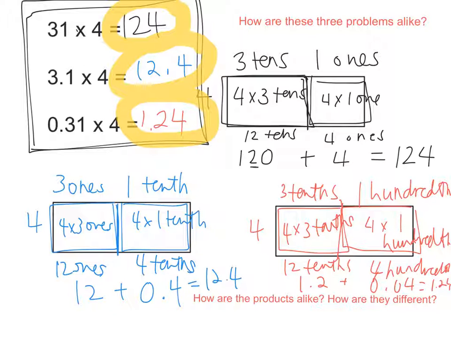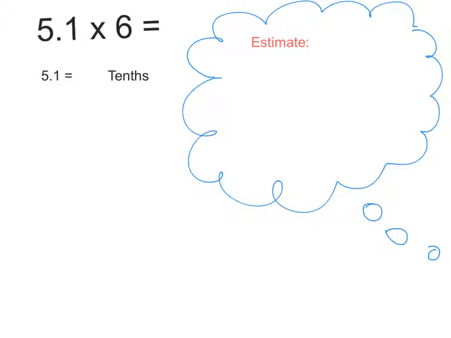In the first answer, 124, where is the decimal point? It's after the 4. In the second product, 12.4, the decimal point is in between the 2 and the 4. In the last product, 1.24, the decimal point is in between the 1 and the 2. When the decimal point is in different places, it gives that number a different value, doesn't it? Okay, let's take a look at that.